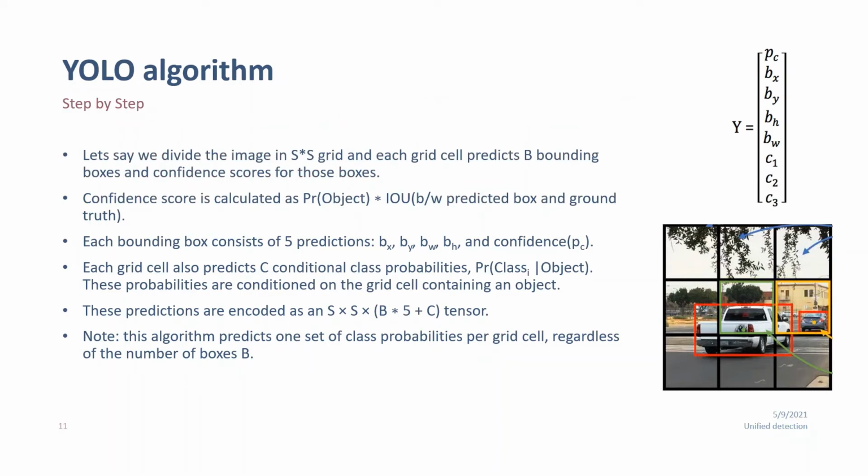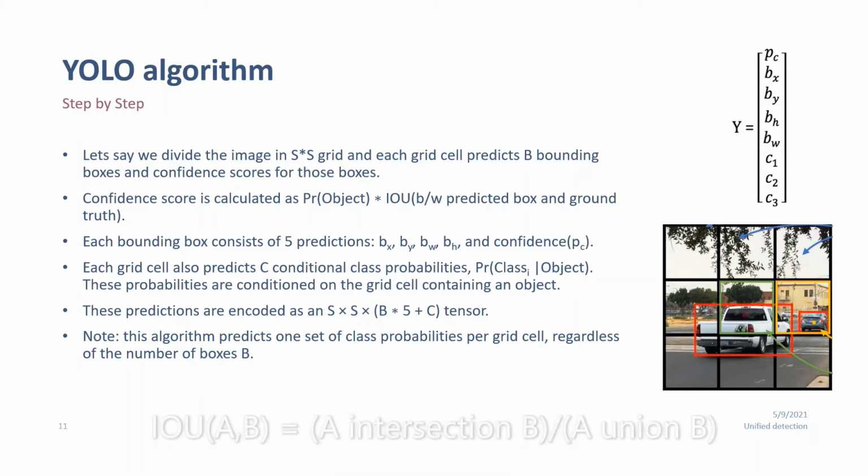Thank you, Yash. Yash has already given you the overview of the algorithm, that is, how it works. Now let's try to analyze it more deeply and see how the paper actually implements it. So as a first step, let's say we divide the image into an S cross S grid, and each grid cell predicts B bounding boxes and confidence scores for those boxes. So now here the confidence score is PC, as you can see in the vector on the right side of the figure.